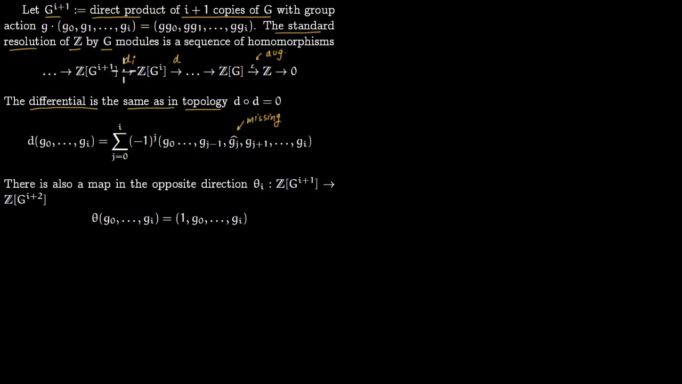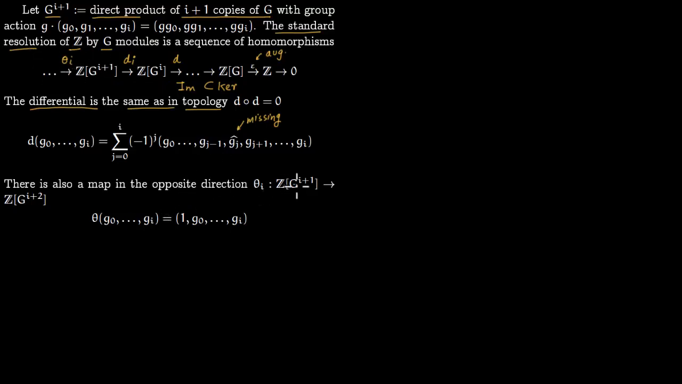And basically what it means is that image lies within the kernel. So image lies within the kernel. So what we want to show is that actually this resolution is exact, so image is equal to kernel. For that we will have to construct another map, say theta_i. So we consider another map, so theta_i we will say goes in the opposite direction.